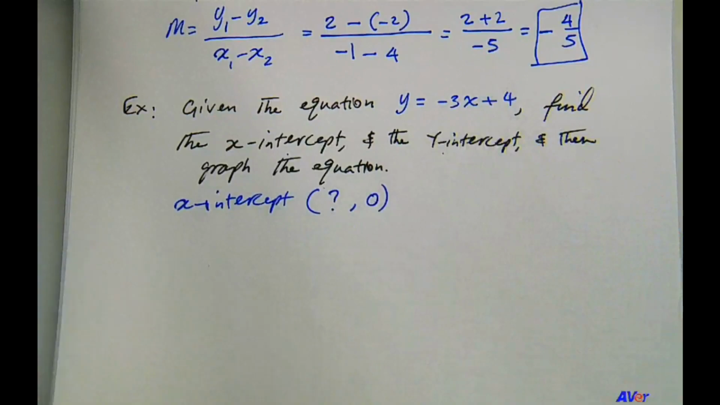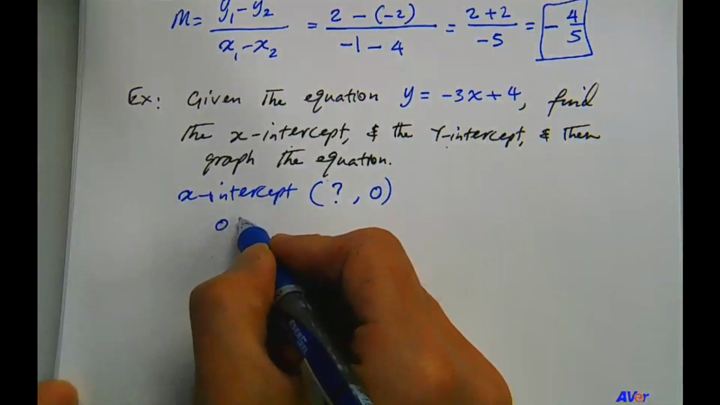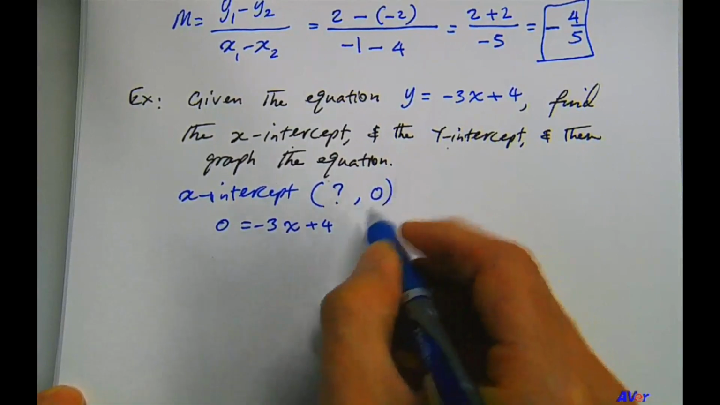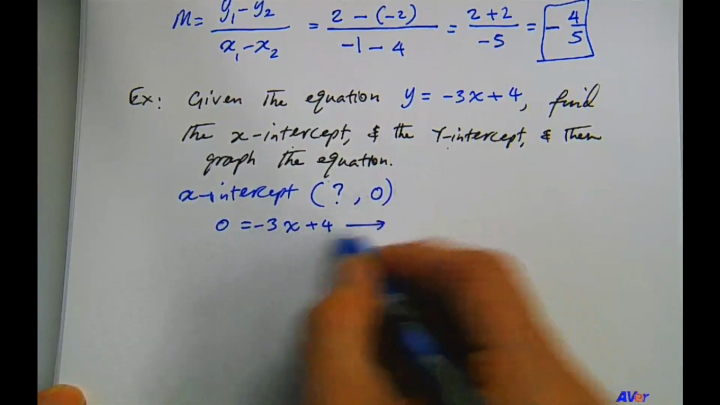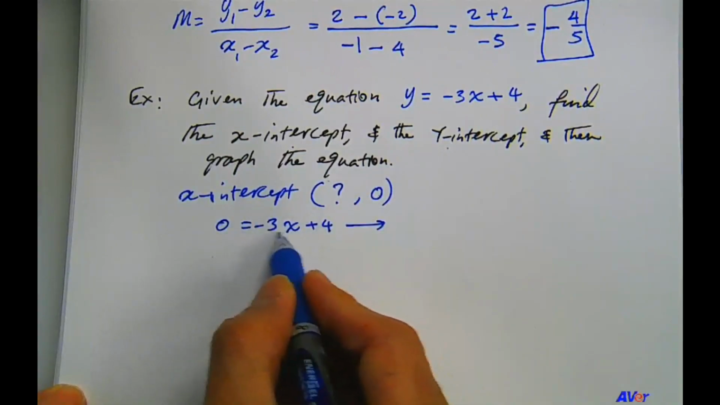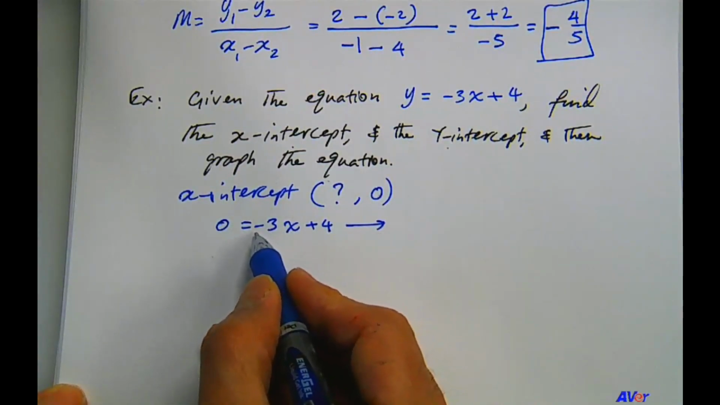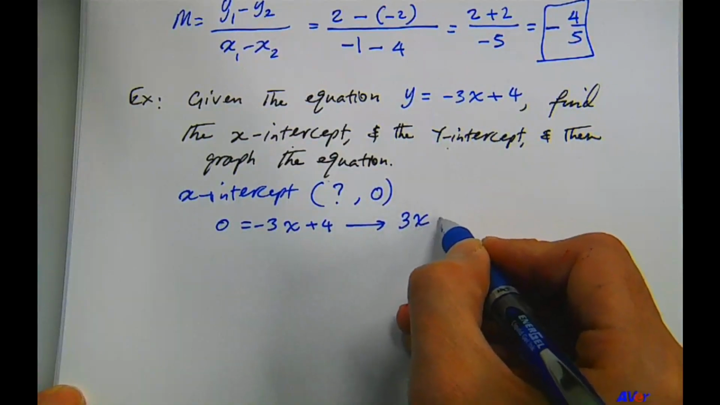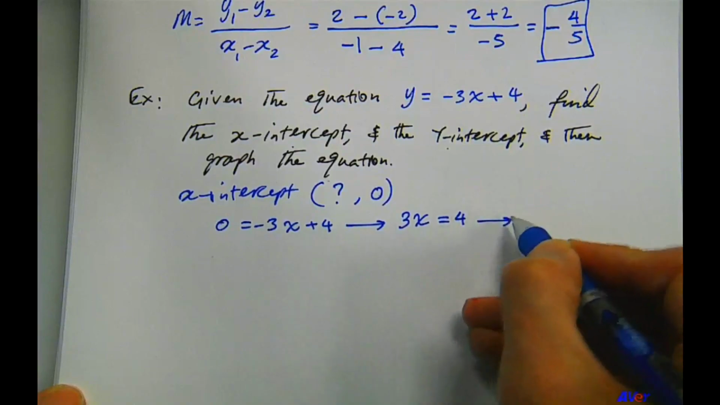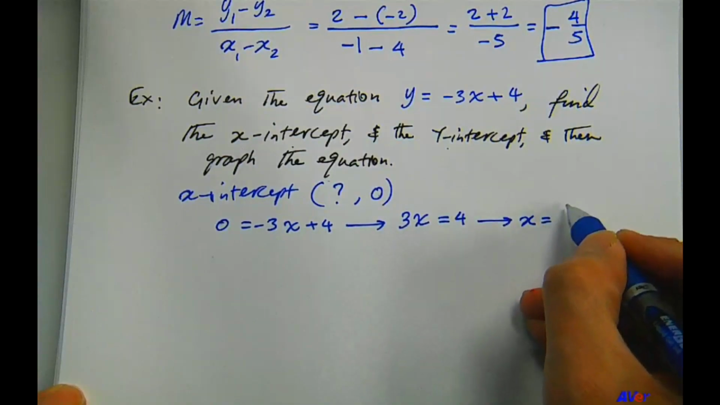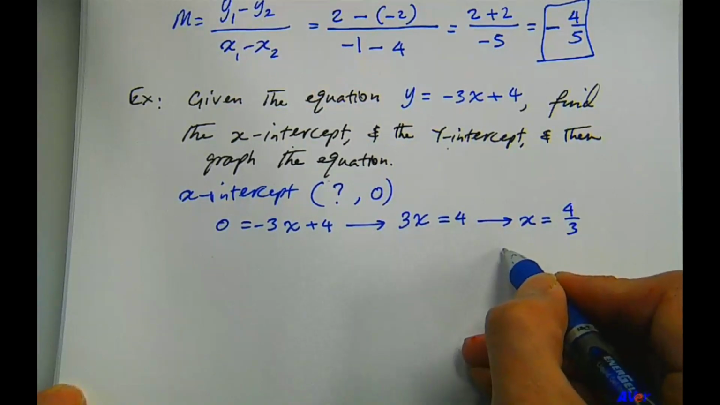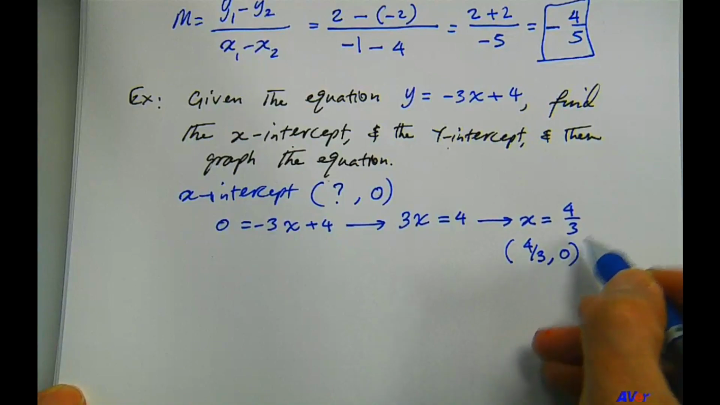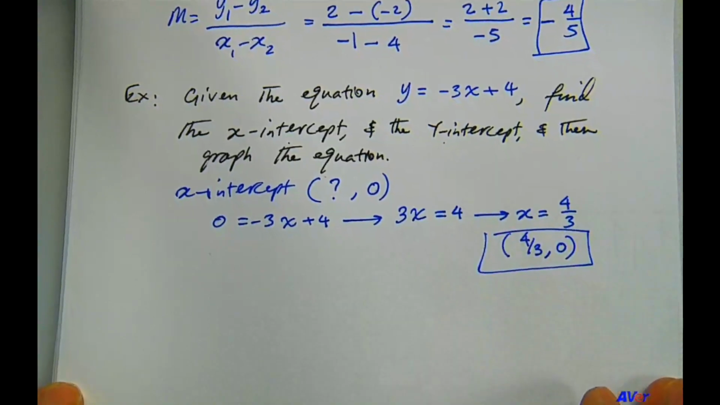So let's do that. We have 0 equals minus 3x plus 4. Let's solve for x. We can move things around. I'm going to move this term to the left. In doing so, it changes the algebraic sign, so it becomes positive, equals 4, and then from that, x equals 4 divided by 3. So the x-intercept is 4/3, 0. That's our x-intercept.